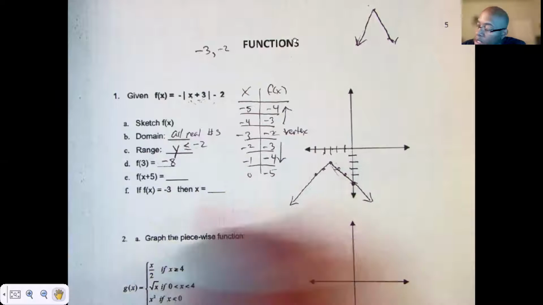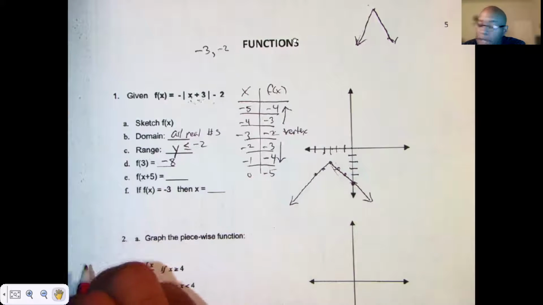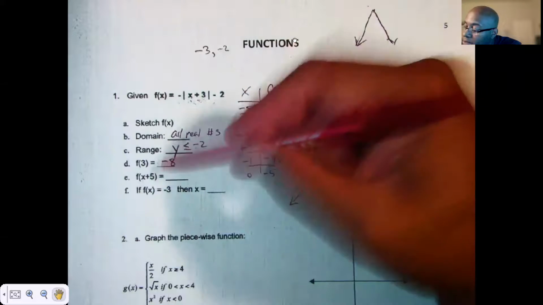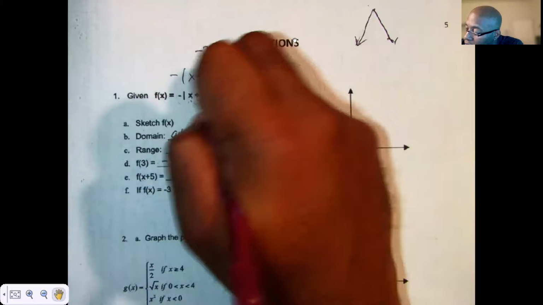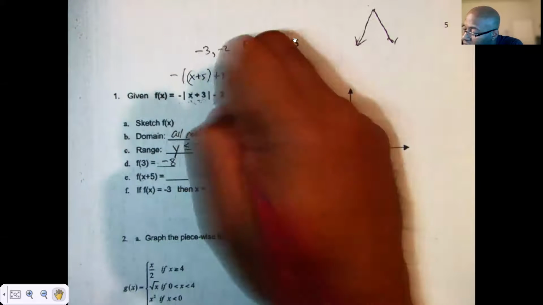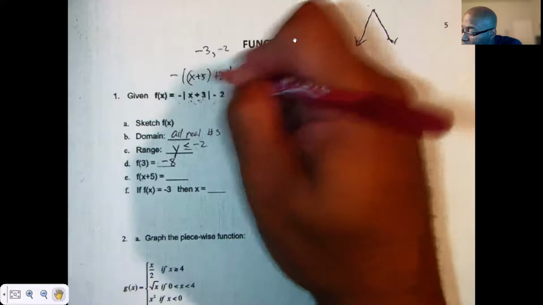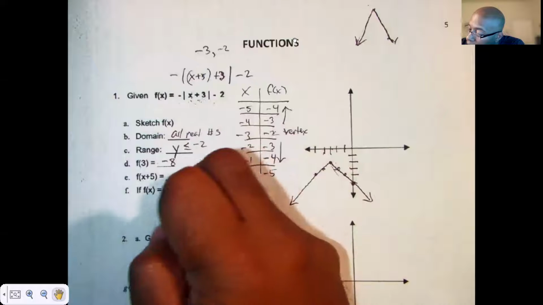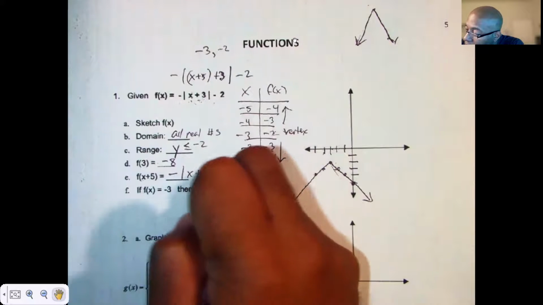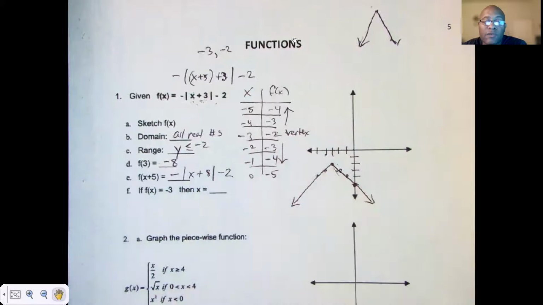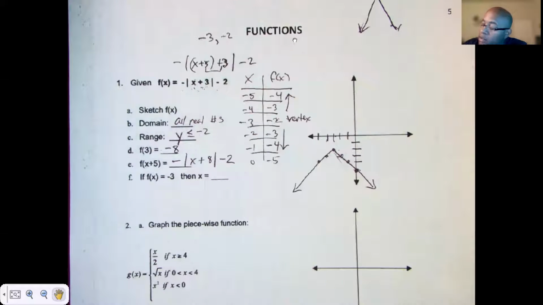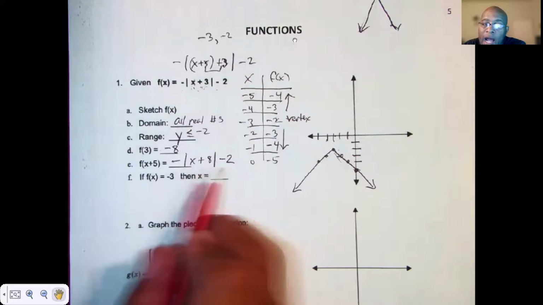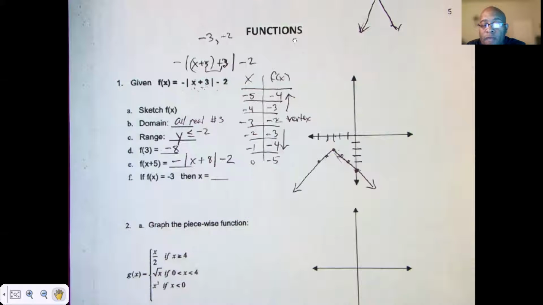Okay. f of X plus 5. Okay. So let's plug in X plus 5. So if I plug in the X plus 5 right here in place of X, minus 2, I add these two together, that's going to make 8. So I'm going to have negative absolute value of X plus 8, minus 2, because the 5 and the 3 make 8. There are no other like terms. That's your output. Okay?